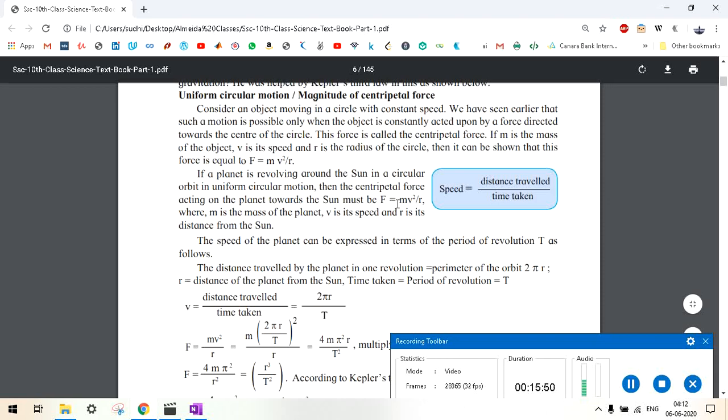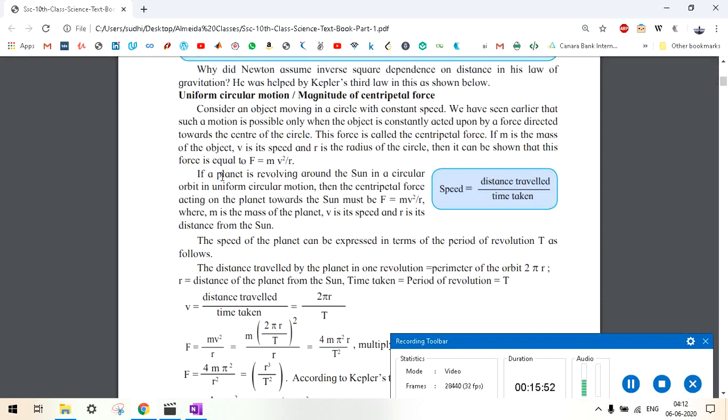Because if the planet is revolving around the sun, you will understand it. Now the planets are revolving in a circular orbit, right? And they are revolving in a uniform circular motion. What is uniform circular motion? It takes equal time to cover equal distance. So every 1 year we have a new year, right? So why is it happening? Because the planets are revolving around the sun in a uniform circular motion.